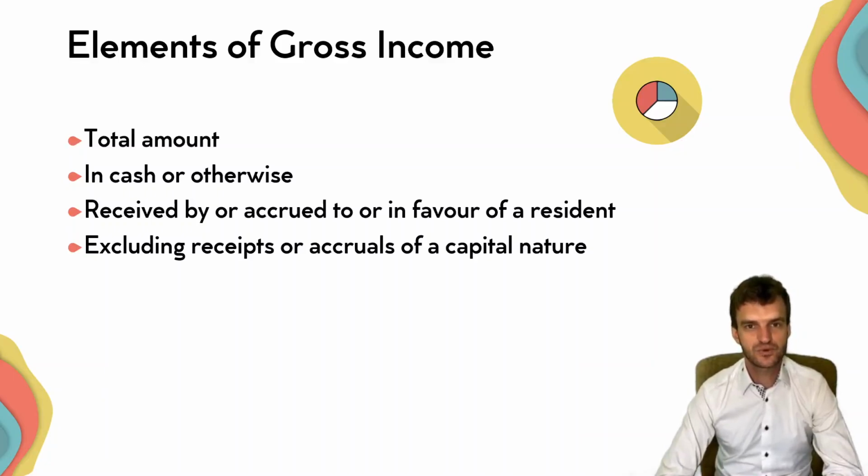So that's something important to consider always if you are receiving something on credit, as it can affect your cash flow if you have to pay tax on something received in this year of assessment, or at least a right received in this year of assessment, but when you are only entitled to receive payment of that right in a following year of assessment. The other element of gross income is excluding receipts or accruals of a capital nature.